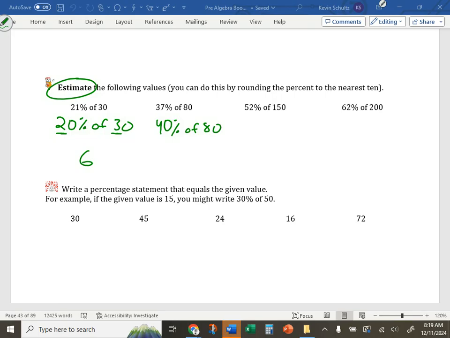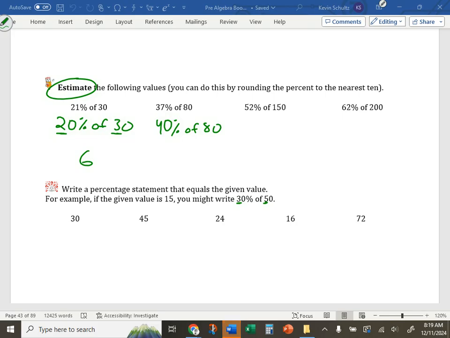And then the last section, write a percentage statement that equals the given value. For example, if the given value is 15, you might write 30% of 50, because to get the 15, you can multiply 3 times 5 to get 15. So there's a lot of different things you're doing on this page. We've got 10 minutes to go over some together.